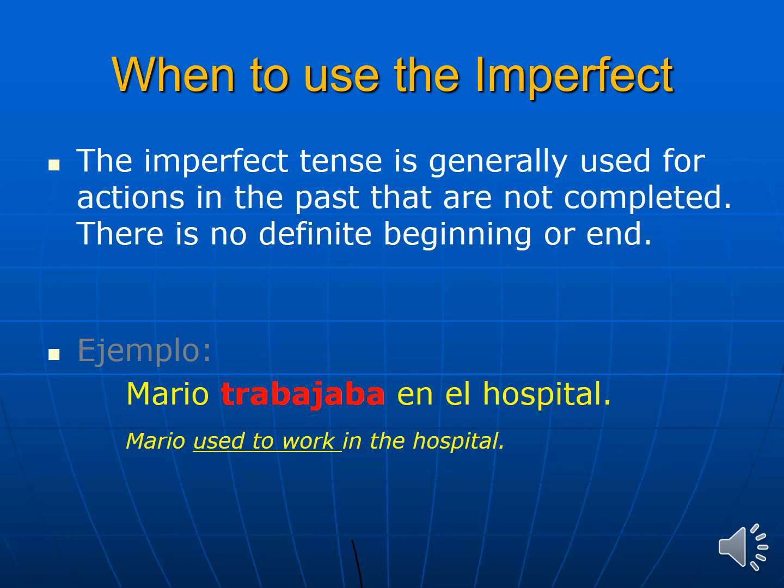But what we don't know is, does he still work there? We don't know when he stopped working there. We don't know when he began, just that he worked in the hospital. Sometimes we'll say in English, Mario used to work in the hospital. So we use the aba or the imperfect tense.